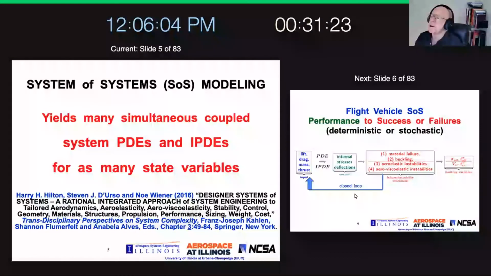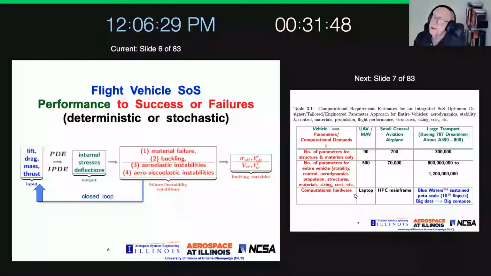So what it leads to, obviously, is many partial differential and integro-differential equations, because there are many, many state variables. I haven't counted them. I just did a rough estimate, you're going to see, on the structural part, and it's staggering. So when we look at the flight vehicle SOS performance, these are some of the players that enter into it.